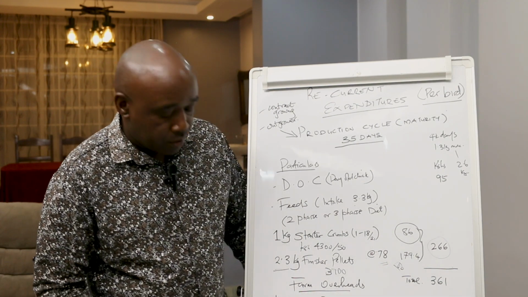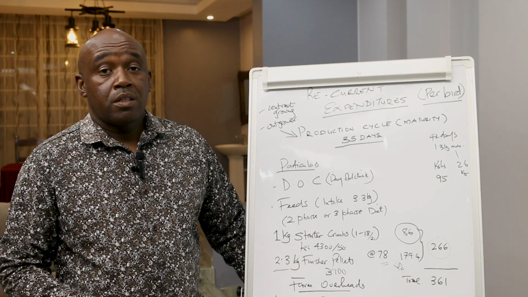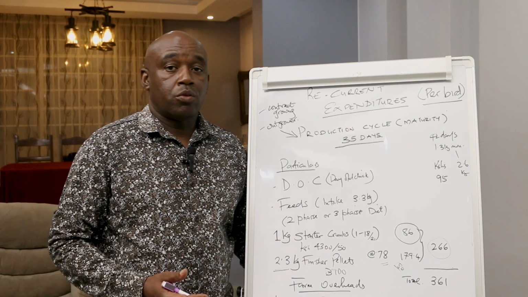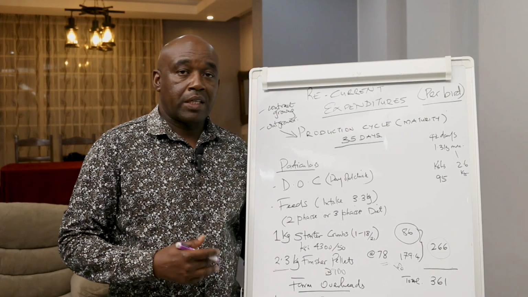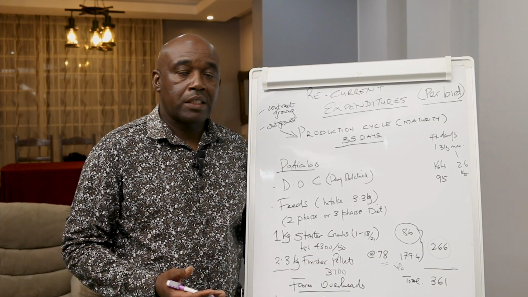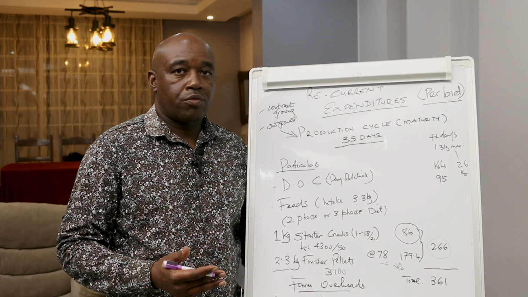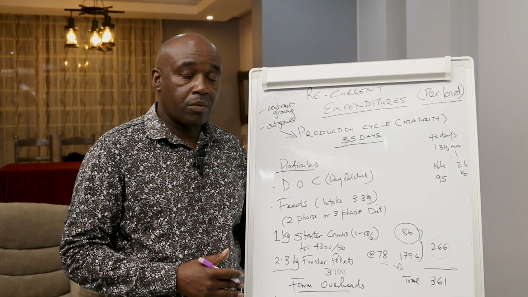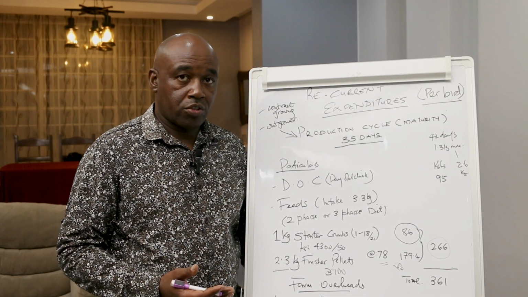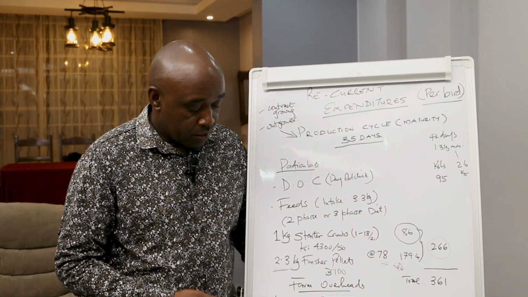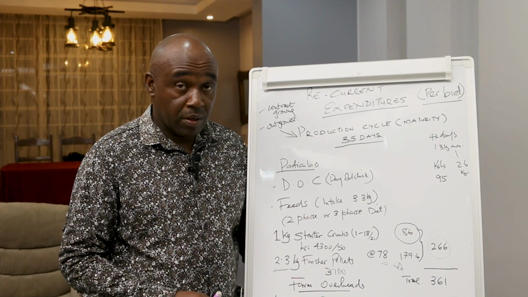The other thing is feed transport. Some of our farmers may not be lucky to have their feeds transported direct to the farms by distributors. So they will get them from the agrovets and transport them themselves. That is an additional cost to the farm. So we peg that at about 3 shillings per bird.